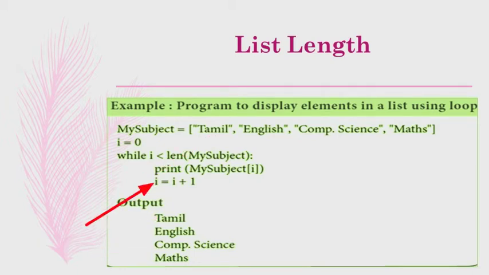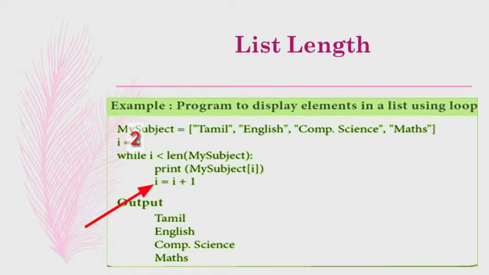And next, again update the value. So I becomes 1. Next, again check the condition. 1 is less than 4. This condition is also true. Print my subject of I. Which element is stored in the index position 1? That is English. So English will be printed on the output screen. Next, again update the value. So I becomes 2. Again check the condition. 2 is less than 4. This is also true. So print my subject of 2. Which element is stored in index position 2? Computer Science. Computer Science will be printed on the output screen.